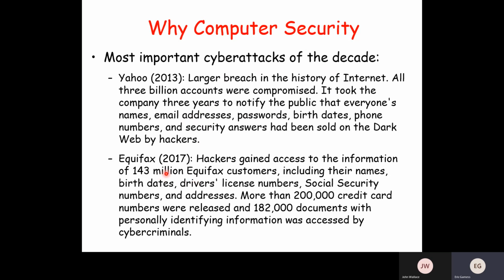Equifax is a company that works with credit. They can give you your credit score. Equifax was attacked in 2017, and the hacker got information of 143 million users. The information they got is the name of the user, the birth date, the driver license number, the social security number, and the address. But they also got credit card information.